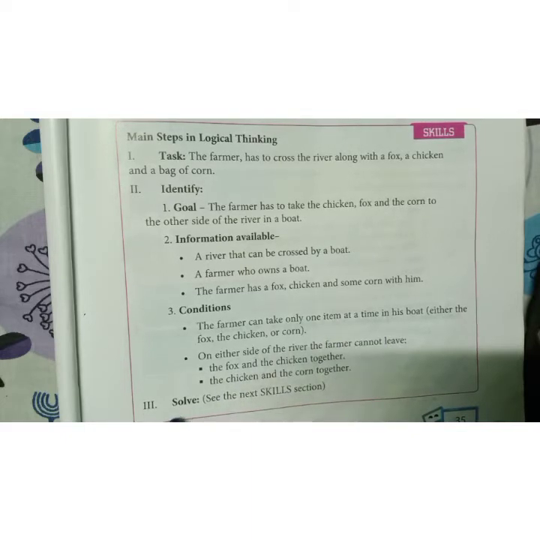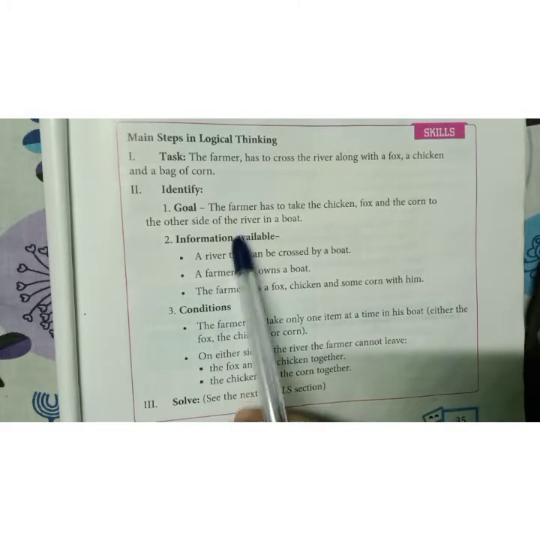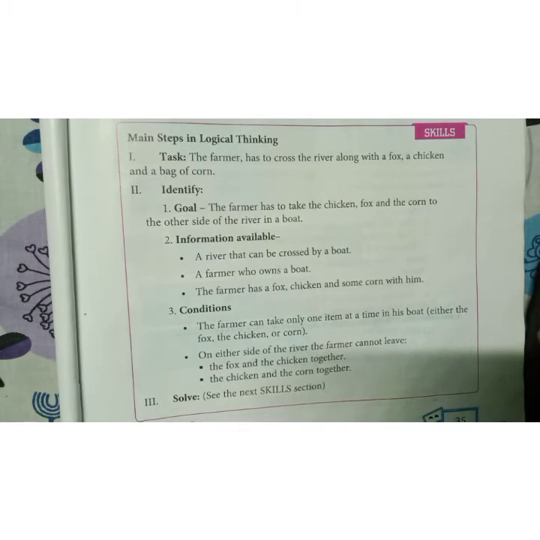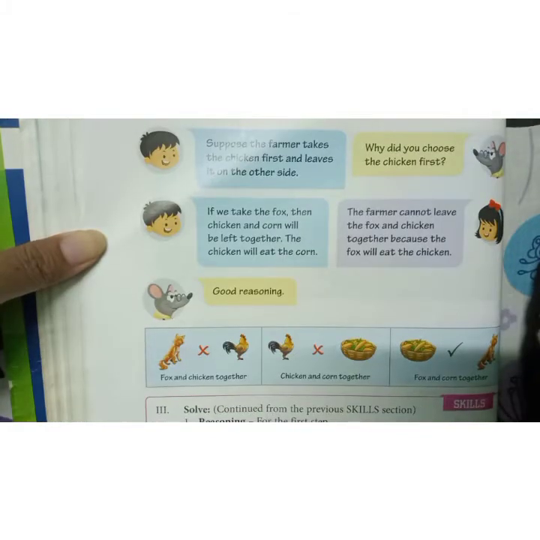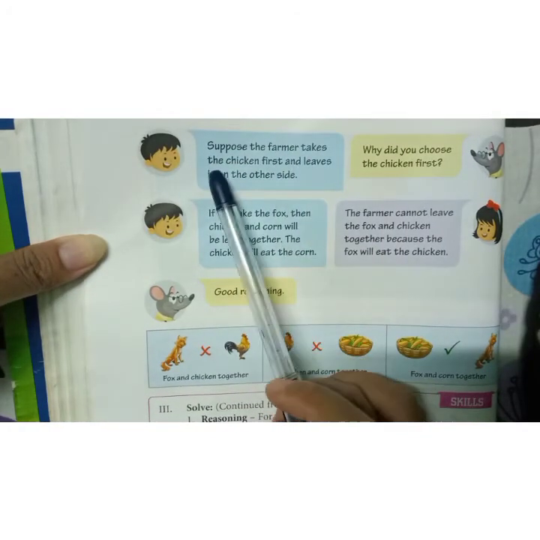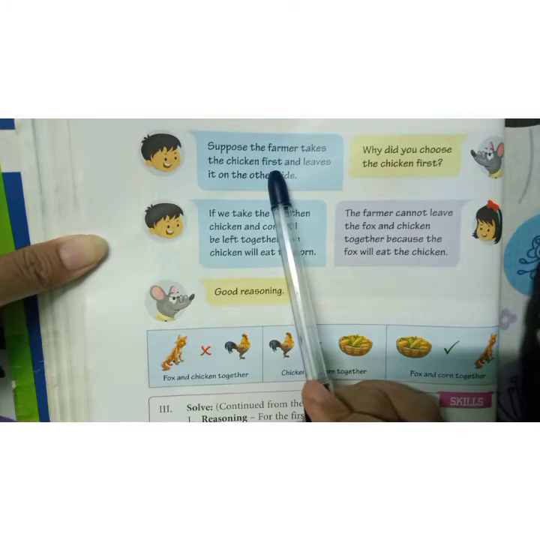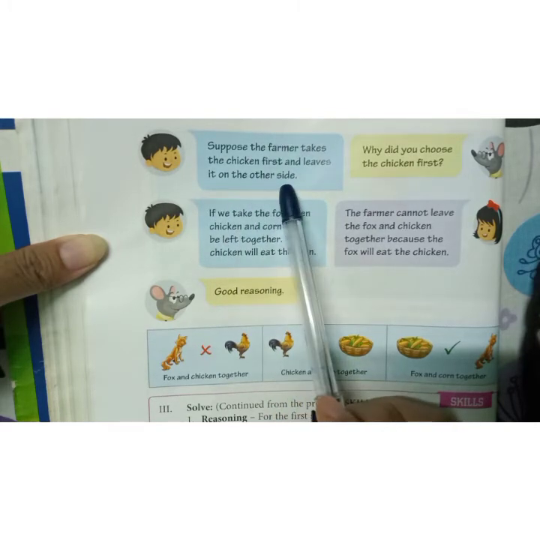All right, now the third step in logical thinking is solve. Solve is divided in two parts, right? The reasoning and solution. Let's see how they did. Okay, so Tejas said, suppose the farmer takes the chicken first and leaves it on the other side.